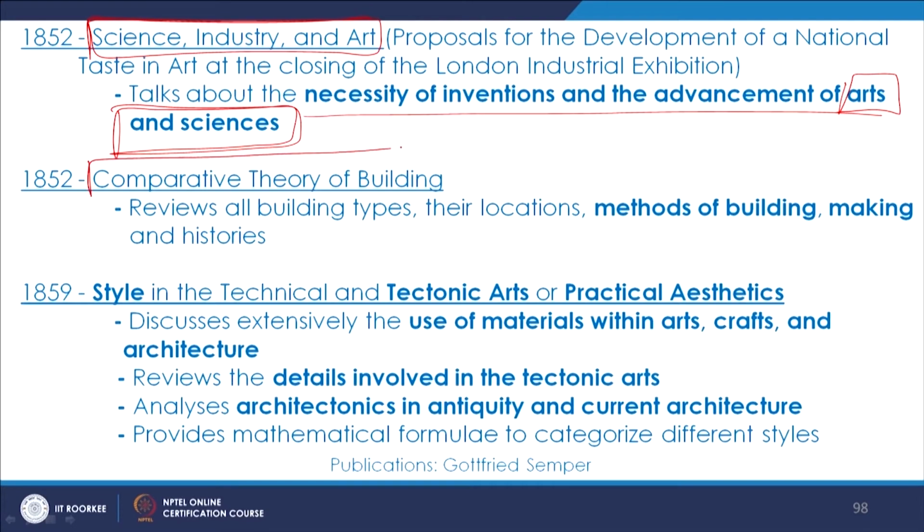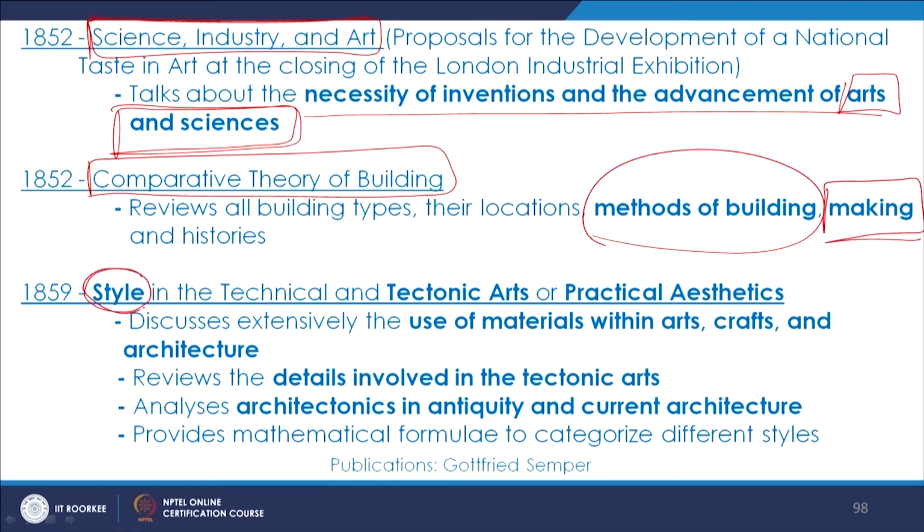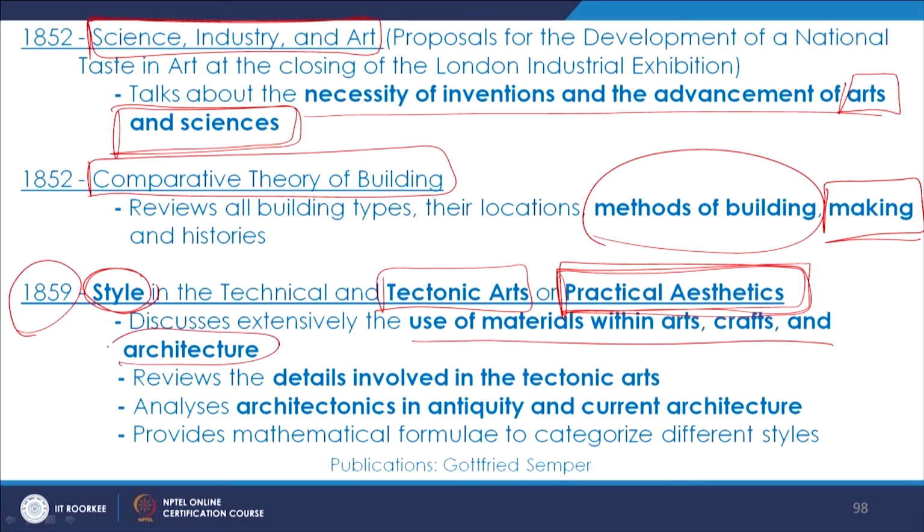Then there is this comparative theory of building which emphasizes on methods of building and making. And then of course the very famous Style, tectonic arts and the practical aesthetics, which is more relevant when we talk about today's section on spatial interventions. So here this work in 1859, it focuses on use of materials within arts, crafts and architecture, and then details involved in the tectonic arts.